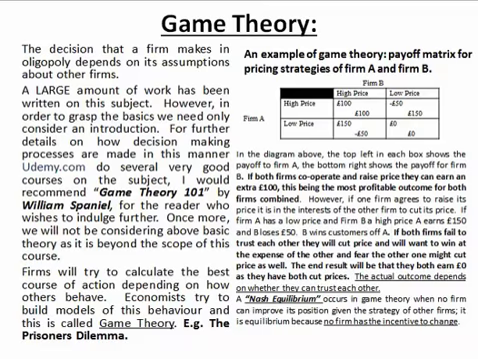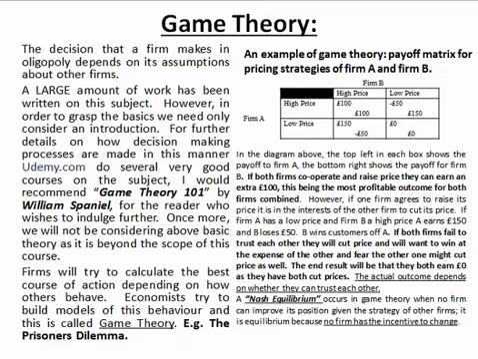For example, the prisoner's dilemma. An example of game theory: a payoff matrix for pricing strategies of firm A and firm B. In the matrix, the top left of each box shows the payoff for firm A. The bottom right shows the payoff for firm B. If both firms cooperate and raise price, they can earn an extra £100, this being the most profitable outcome for both firms combined. However, if one firm agrees to raise its price, it is in the interests of the other firm to cut its price.